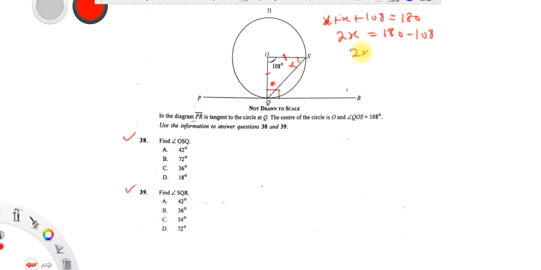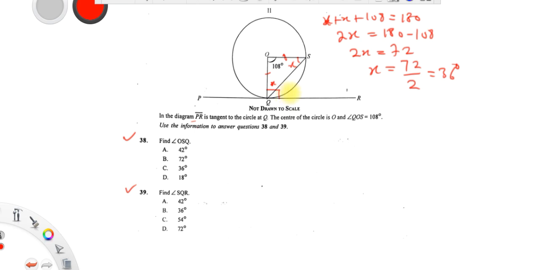So 2x is equal to 72. If you want x, you divide by 2. 72 divided by 2 is 36. So this is 36 degrees. Have you seen, guys? So once you have this, 36, it means you have gotten this answer automatically. You will not worry your time anymore.